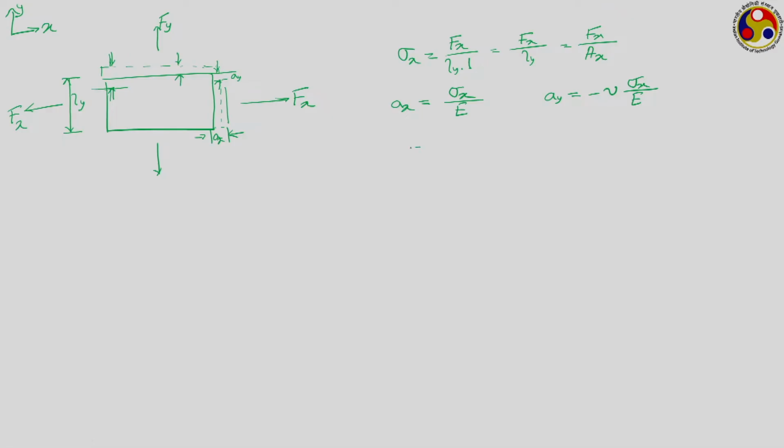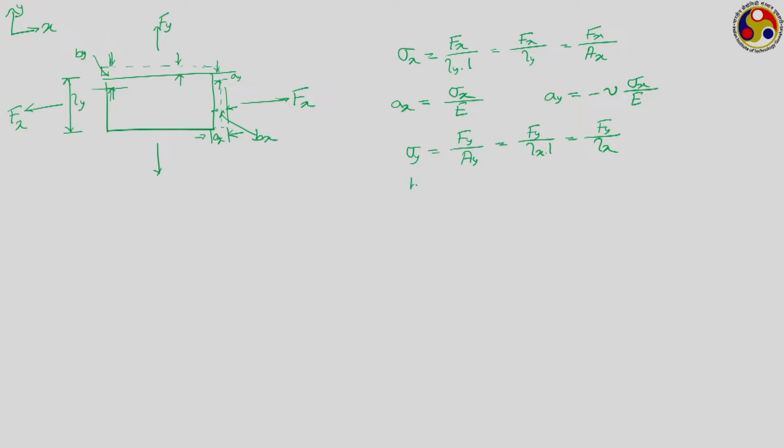Let us say sigma y is the stress that is acting in the y direction, which is again Fy divided by Ay, being the area normal to the y direction, or we can write this to be equal to Fy by Lx into 1, or Fy by Lx. So, let us say this particular thing is represented by By, referring to the change in length in the y direction because of the presence of this Fy. Similarly, this particular dimension is being referred to as Bx, which refers to the change in length in the x direction corresponding to this force Fy.